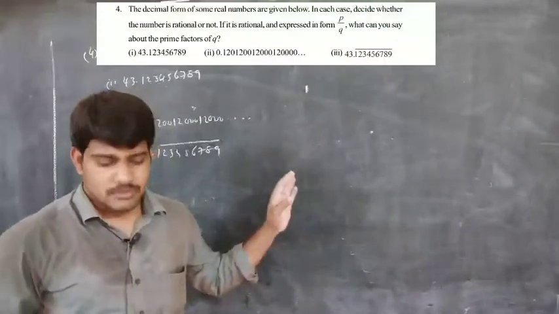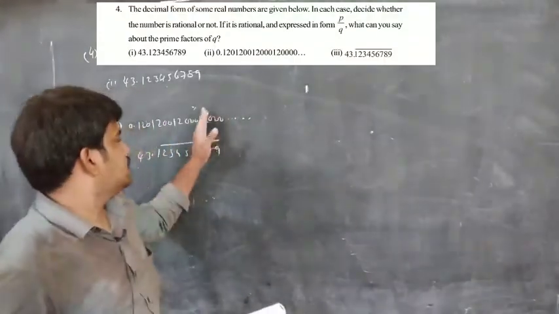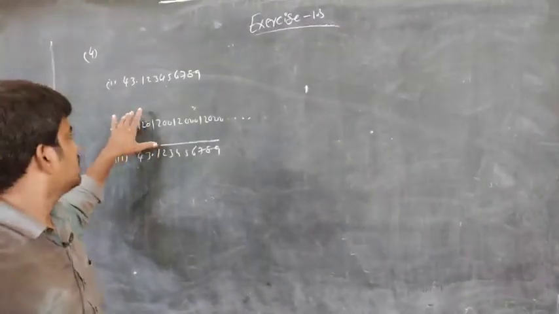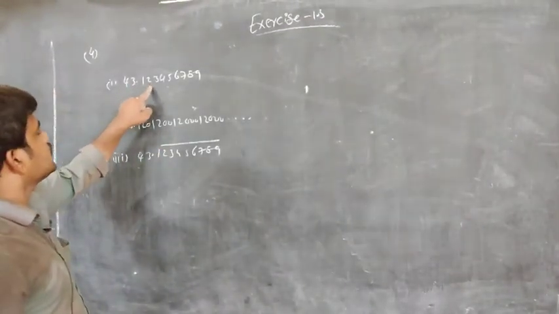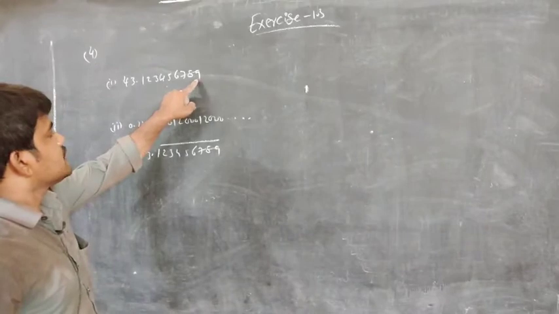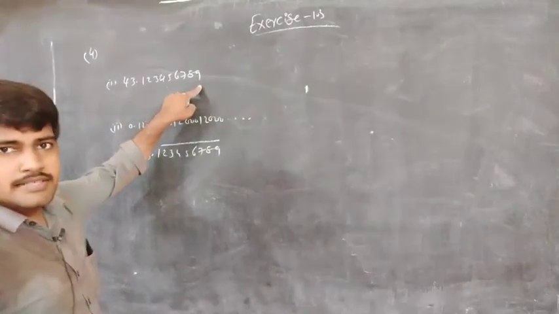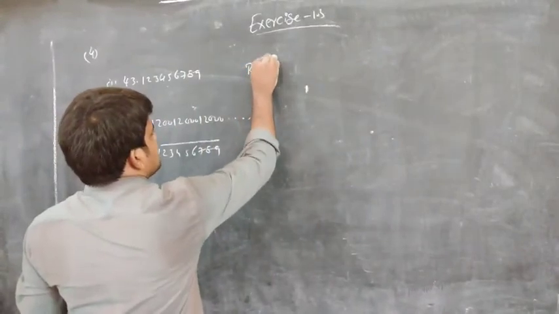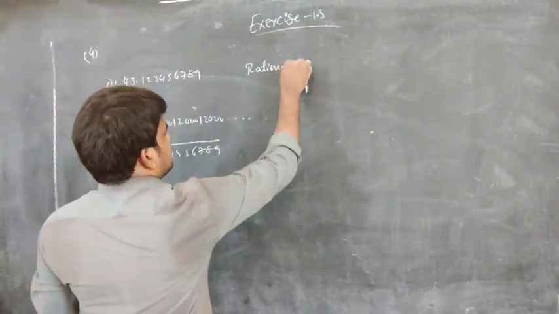Next, the fourth one: which is rational and which is irrational among the following. If you observe here, 43.1234567 ends with 9. So it is a rational number, because this is a terminating decimal.